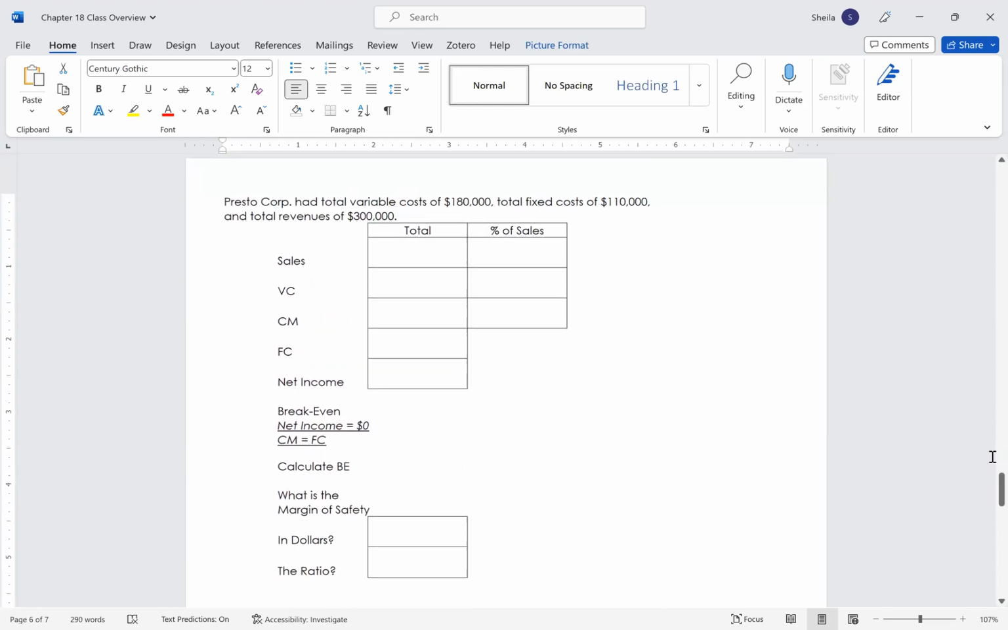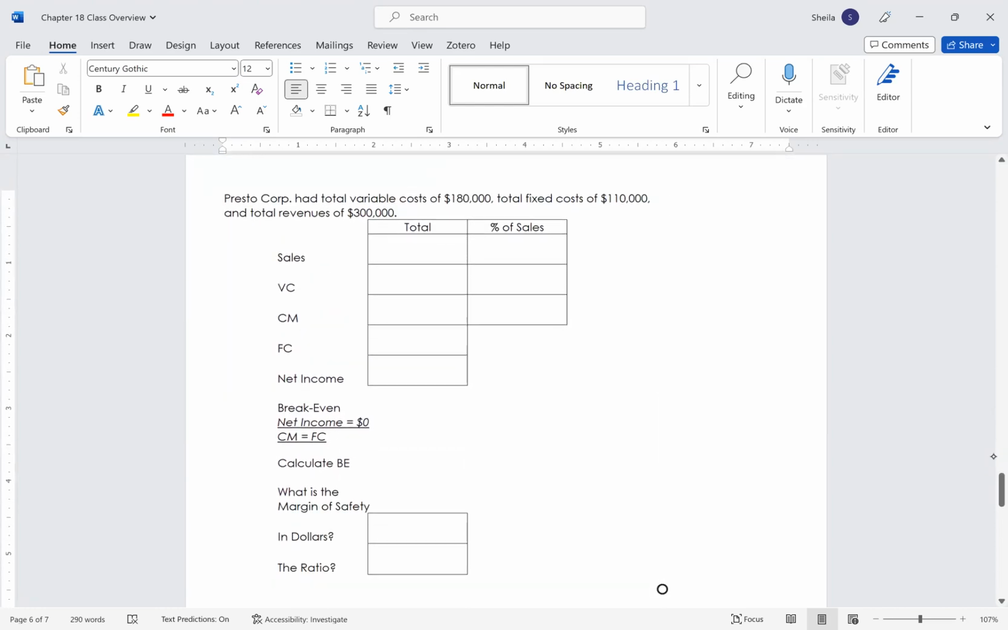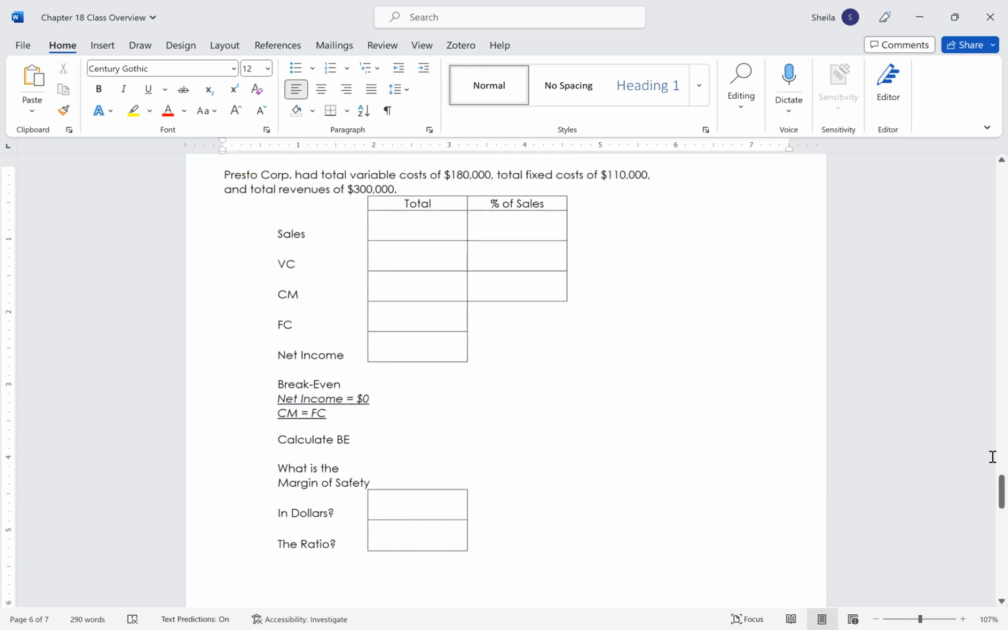All right. So with that, we're looking at this Presto Corporation. Okay, sorry, let me get on the right tab here, right screen here. Get back here. Okay, here we are. All right, so Presto Company, total variable cost. Okay, let's just fill that in. Total fixed cost, let's fill that in. Total revenues, let's fill that in.